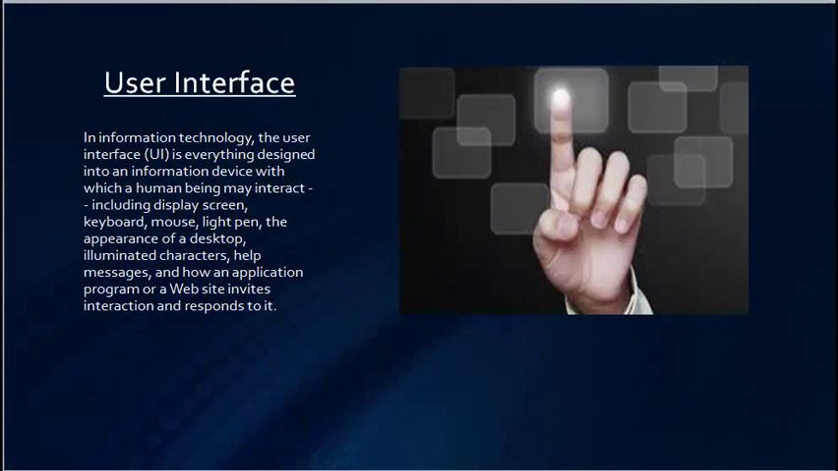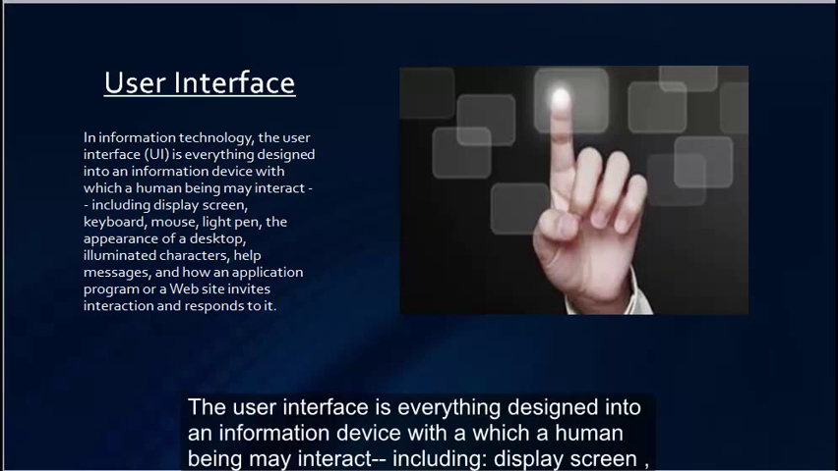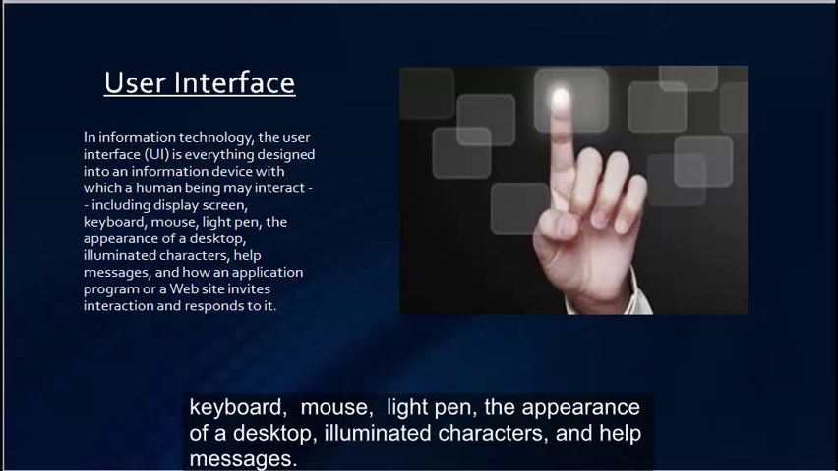The fourth component is going to be the user interface. The user interface is everything designed into an information device with which a human being may interact, including display screen, keyboard, mouse, light pen, the appearance of a desktop, illuminated characters, and help messages.